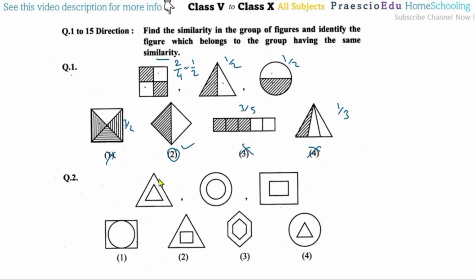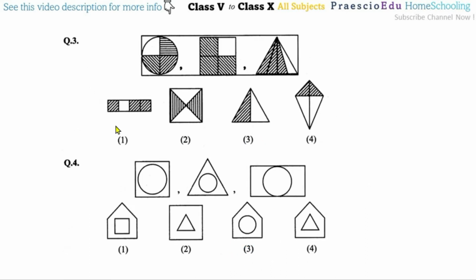Then option number 2: the outer and the inner have the same shape. So to match this one, option number 3 is the correct one. Then question number 3, here 3 by 4 part is shaded, here also the 3 by 4 part is shaded and here also. To match this one, option number 1 is perfect, with 3 parts shaded out of 4. Here 2 parts, here 1 part, and here 2 parts means half, so we require 3 by 4. So option number 1 is the correct one.